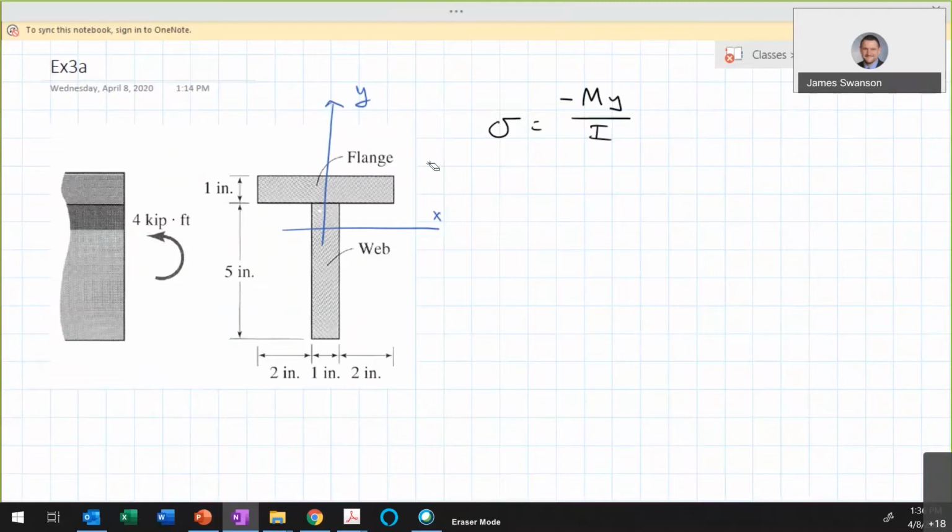The y-axis is almost always vertical, but the x-axis and the z-axis are interchanged depending on the preferences of the author or the particulars of the problem. If we have an x and a y-axis like this, then the z-axis would come out of the plane of the page at us. So this is going to be minus M times y divided by I, where we're looking at the moment of inertia about the x-axis and the moment that's applied about the x-axis as well.